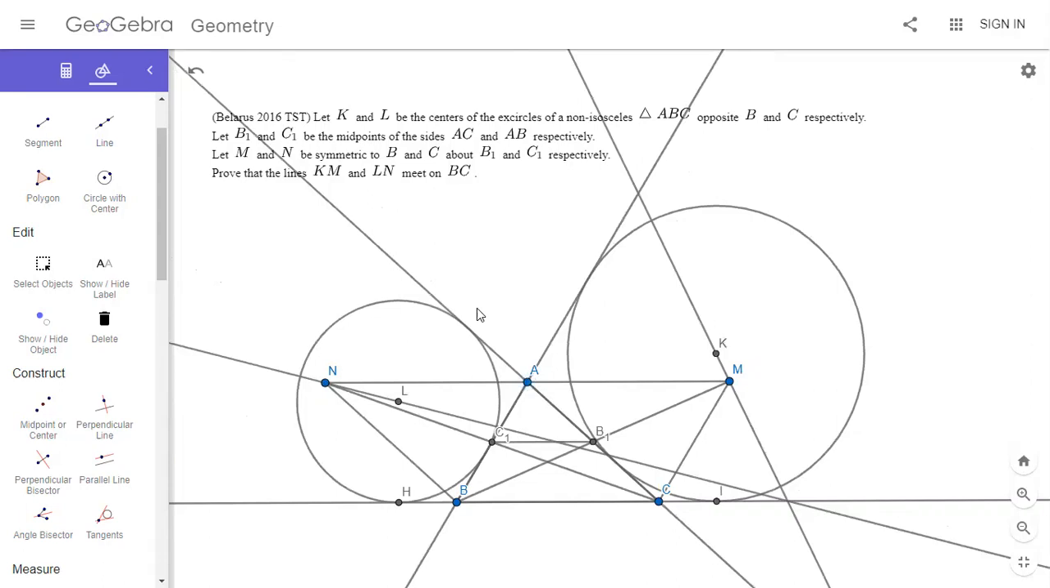Let's see. Wait a second. M is reflected with respect to what? M is a reflection of B over B1. So it's a reflection of B over the midpoint of AC. Oh, I actually thought it's the tangent point of AC. It's actually the midpoint. Oh, you thought B1 might be the tangent point. Yeah.